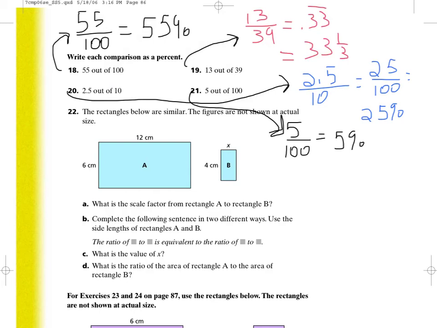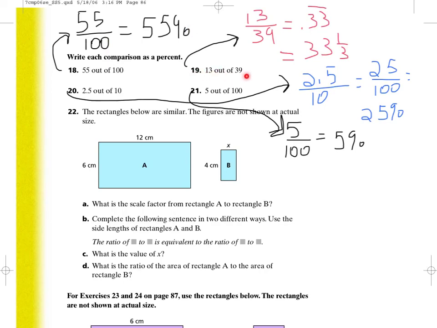Okay, so for 18 to 21, you're going to write each comparison as a percent. So 55 out of 100. That's the same thing as saying 55 over 100. And that equals 55%. Because as you know, percent is part of 100. So it's 55 parts out of 100, 55%.